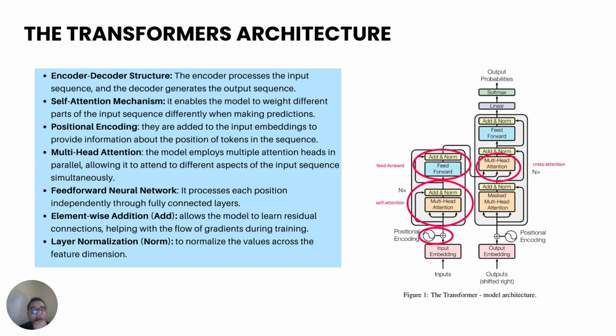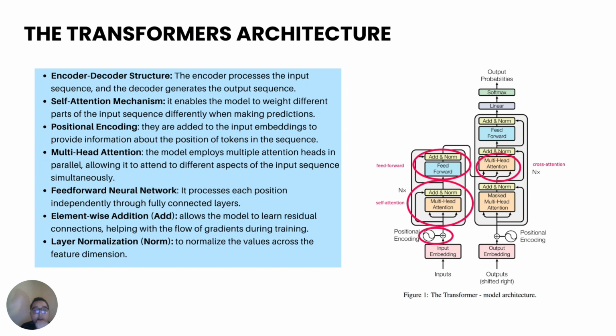And the multi-head attention. The model employs multiple attention heads in parallel, allowing it to attend to different aspects of the input sequence simultaneously. We also have the feed-forward neural network, which processes each position independently through fully connected layers. And we also have the add and norm layer. The add is equivalent to an element-wise addition. It allows the model to learn residual connections, helping with the flow of gradient during training.